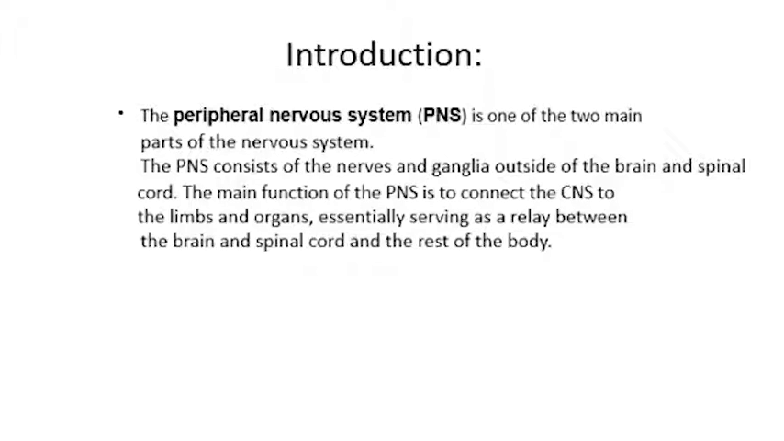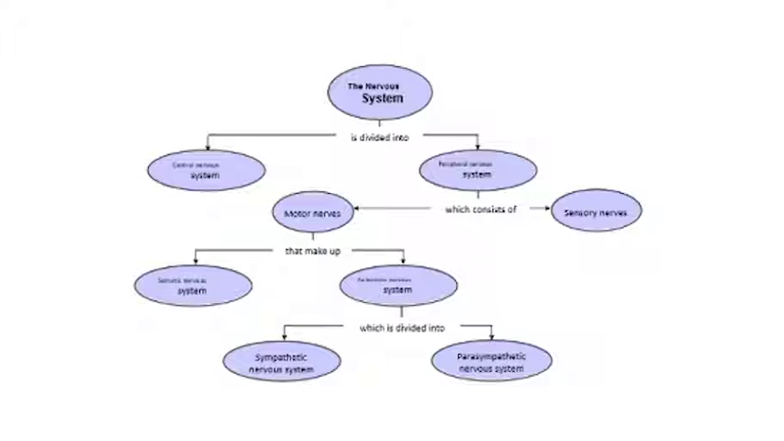So the peripheral nervous system is one of the two main parts of the nervous system, the other part being the central nervous system. This particularly consists of nerves and ganglia that operate outside of the brain and the spinal cord, and whose main function is to connect the central nervous system to the peripheral limbs and the organs. So they basically serve as a relay point.